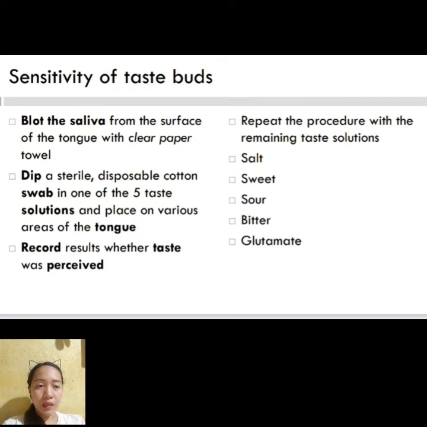Sensitivity of taste buds. With this activity, we can perceive what tastes the tongue can identify. So we are going to blot the saliva from the surface of the tongue with a clear paper towel. Dip a sterile disposable cotton swab in one of the 5 taste solutions and place it on various areas of the tongue. And then we are going to record the results whether taste was perceived or not. The tastes that we are going to identify here are salt, sweet, sour, bitter, and glutamate.